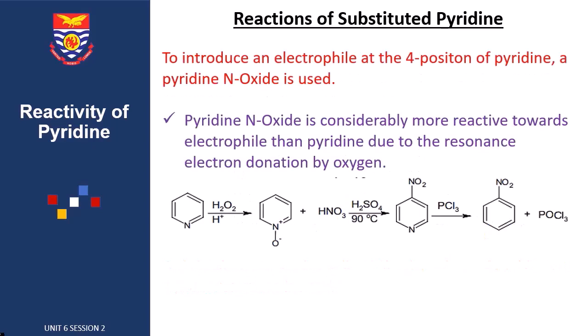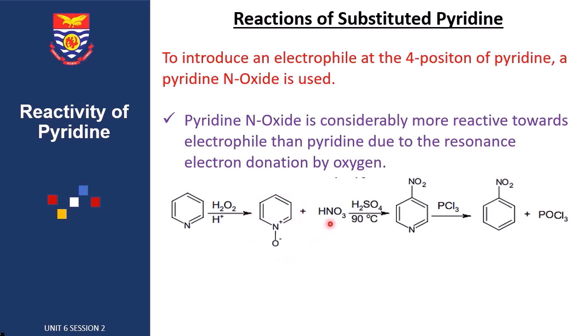We will look at the explanation in this slide. Just as I said, in order to introduce our electrophile at the carbon number 4 position, the best way is to activate the pyridine ring, because the pyridine ring is relatively less reactive towards an electrophile. You can use hydrogen peroxide in an acidic medium to activate the ring and create this intermediate, which is very reactive towards electrophiles.